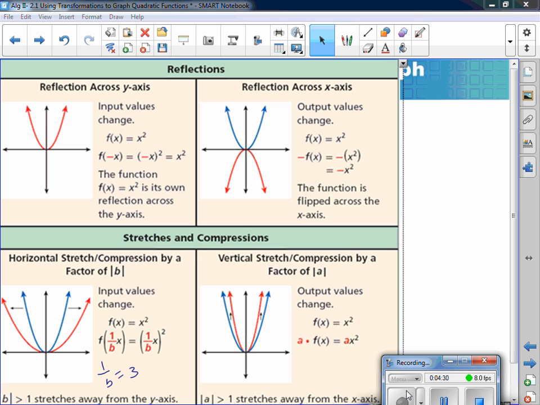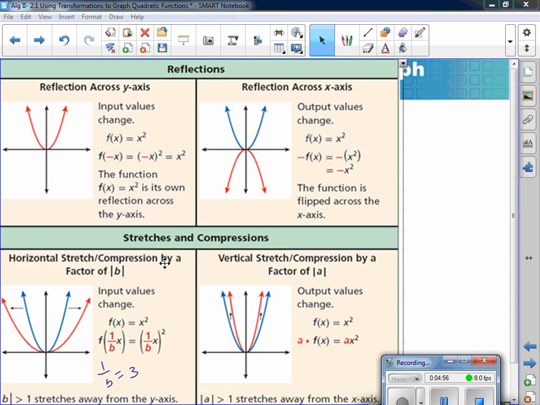We've talked about the translations. Then there's the other 4. The other 4 we talked about in chapter 1, we have our reflections. Reflections over the y-axis, you put what's on the inside of the parentheses negative. A reflection over the x-axis, and this is the one we're going to talk about the most, is where the whole function is negative.